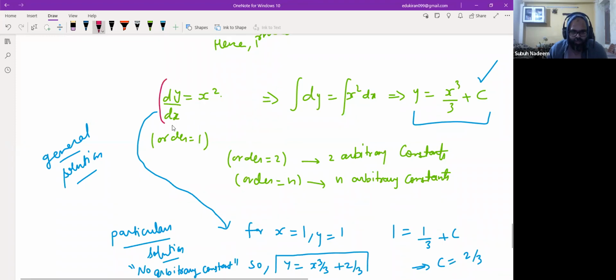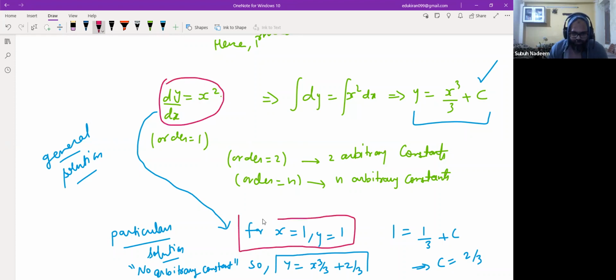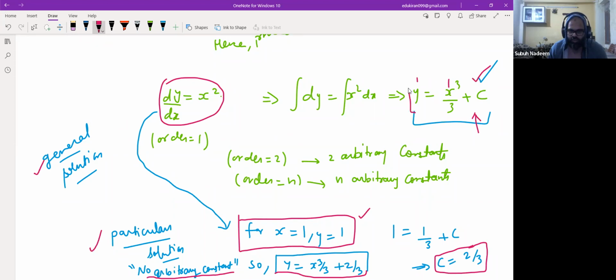So for example, here in this differential equation, if there is some condition given like this, since you have got this solution and you have one arbitrary constant c, but when you put this condition, you put y as 1, x as 1, so you get the value of c as 2 by 3. So the arbitrary constant has a fixed value, 2 by 3. So you then put it here. Then you get y is equal to x cubed by 3 plus 2 by 3. So this equation will have no arbitrary constant. This is called particular solution. The above one is called general solution.